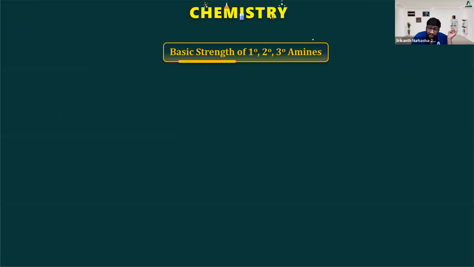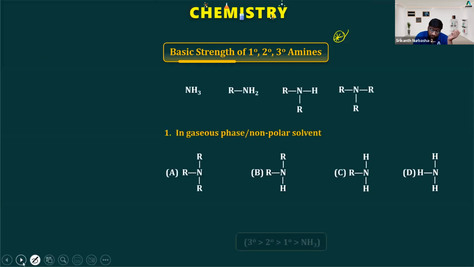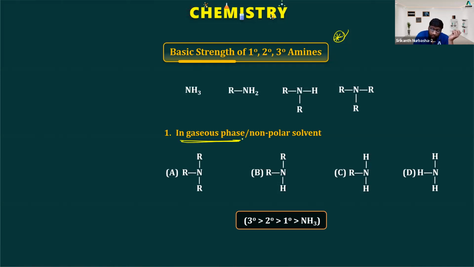Basic strength of primary, secondary, and tertiary amines: how to compare this basic strength? In the gas phase or non-polar solvent phase, more alkyl groups mean more electron donation. If there is more electron donation, the electron density on nitrogen will be increased greatly, and that will be a stronger base. So in the gas phase or non-polar solvents, the electron density on nitrogen is more in tertiary amine, then secondary, then primary, then ammonia. So this will be the right order.